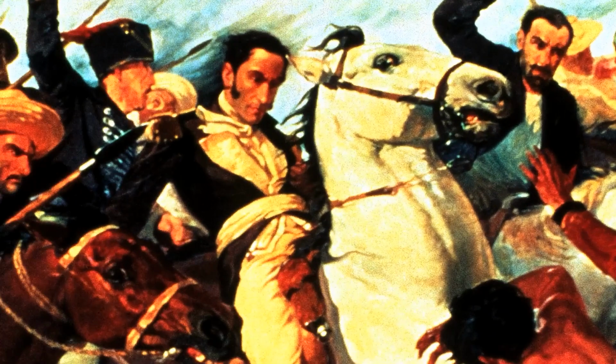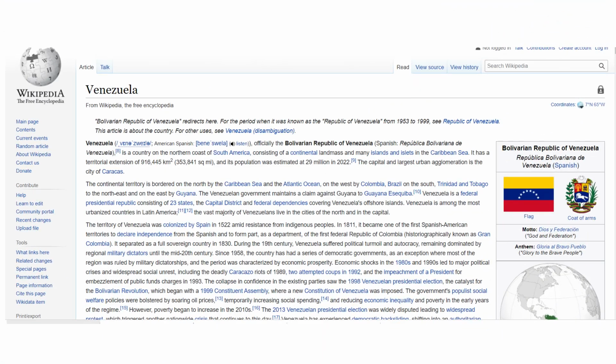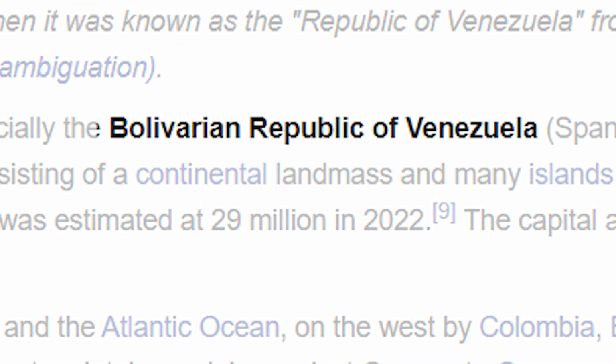and these wars were fought in the 19th century across South America as various countries fought for independence from Spanish rule. Bolivia directly takes its name from Bolivar's last name, and so does Venezuela. Because even though we all call it Venezuela, officially Venezuela is actually known as the Bolivarian Republic of Venezuela.